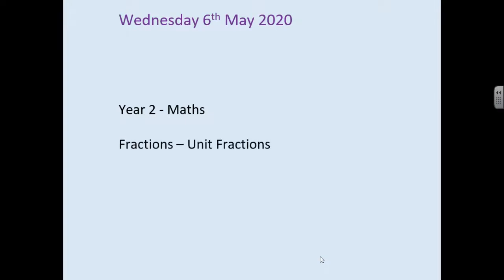Good morning, everyone. It's Wednesday, 6th May 2020, Year 2 Maths, Fractions, Unit Fractions. Pause the video and make sure you have your workbook and a pencil. Please download the sheet from Class Charts, Fractions, Unit Fractions. Write the short date at the top of the page, 6.5.20. Write the LI, Unit Fractions.